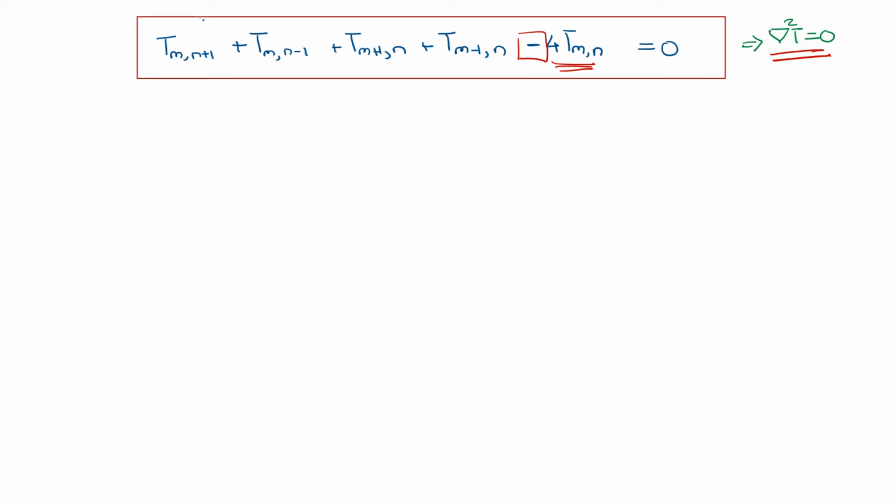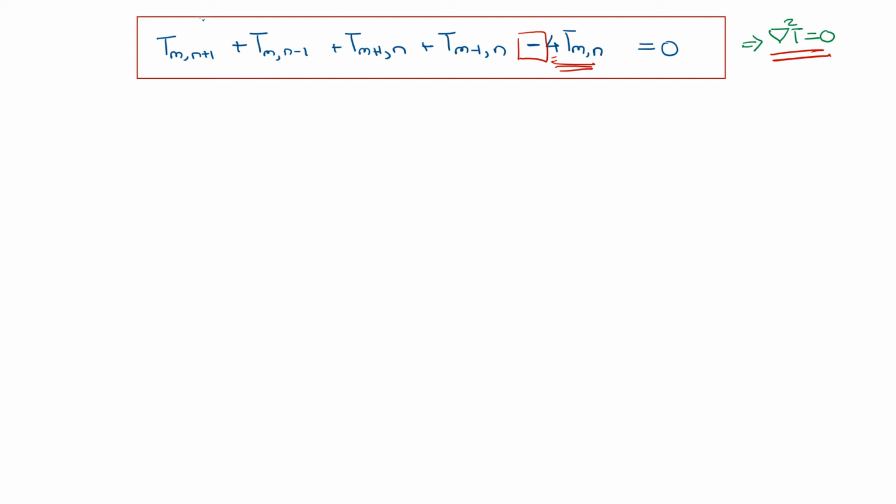So whenever you do such problems, make sure that the node of interest, or the node at which you are writing the heat diffusion equation in finite difference form, that's what it's called, has a negative sign to it. It's not necessary that you'll always have a 4. Your equation will change as your boundary condition changes.